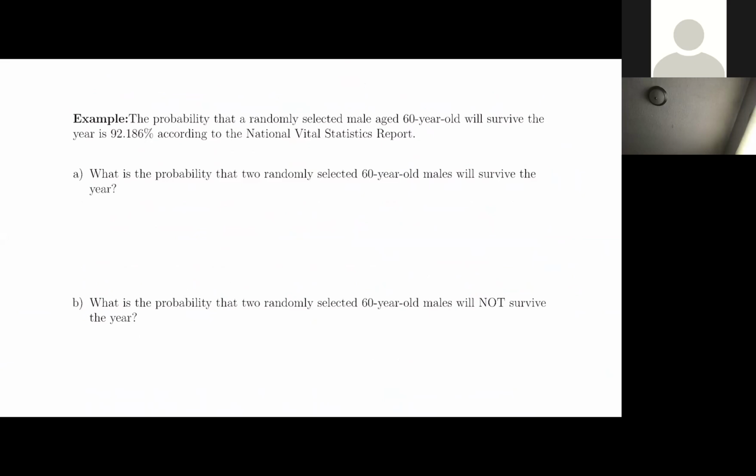All right, so let's do this first problem. It says the probability that a randomly selected 60-year-old male will survive the year is 92.186%, according to the National Vital Statistics Report. Part A says, what is the probability that 2 randomly selected 60-year-old males will survive the year? So for this one, how many 60-year-old males are we selecting? 2. Cool. So we're selecting 2.